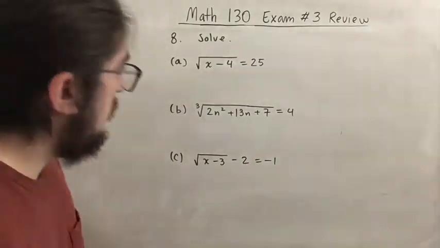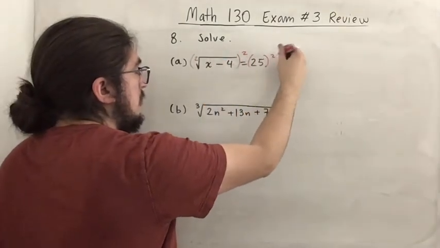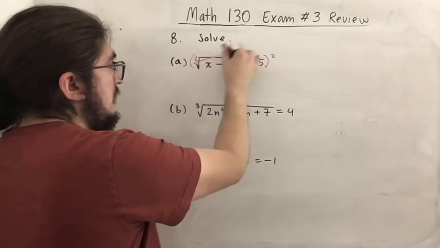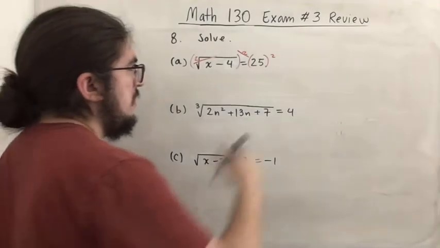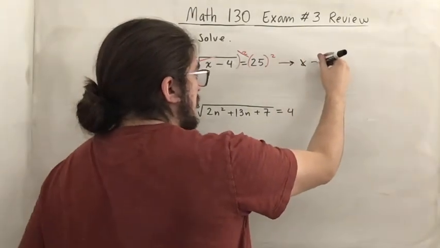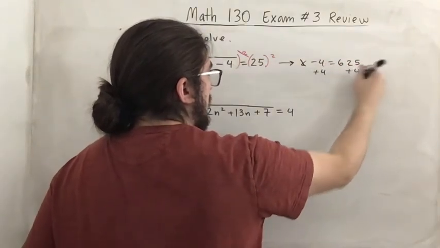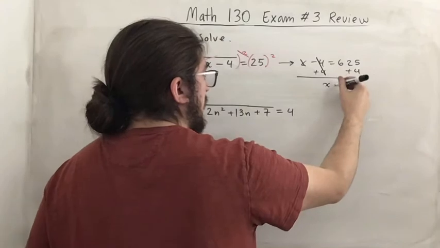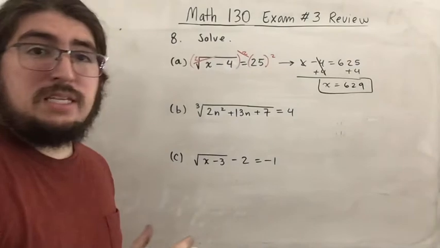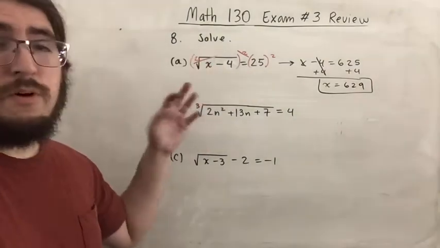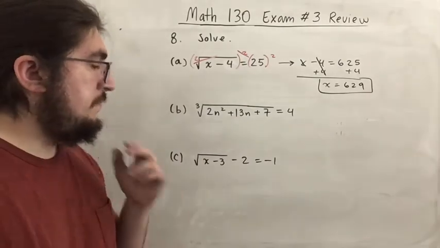So the index here is 2, so I'm going to take both sides to the second power. Okay, great. So these cancel. 25 squared is actually 625, so we end up getting that x minus 4 is equal to 625, and then adding this 4 to the other side will give me that x is equal to 629. There we go. And again, you can check this by plugging it in, but 629 minus 4 is 625, and the square root of that is indeed 25. So that checks out. There's no extraneous solution there.